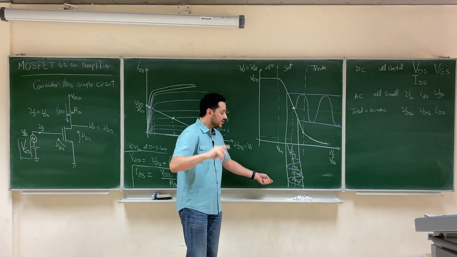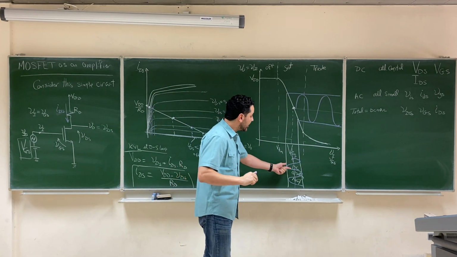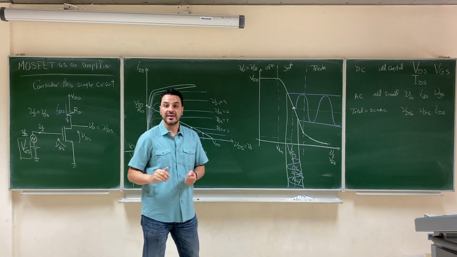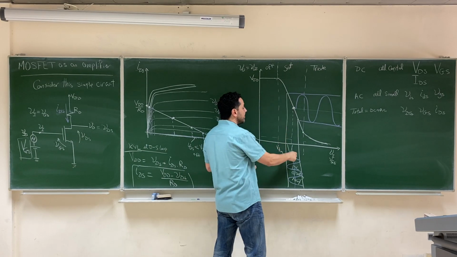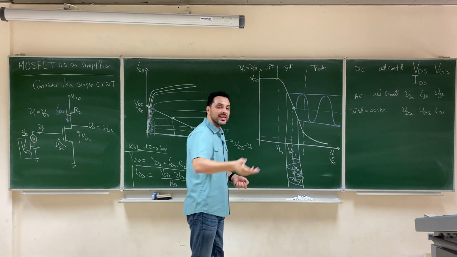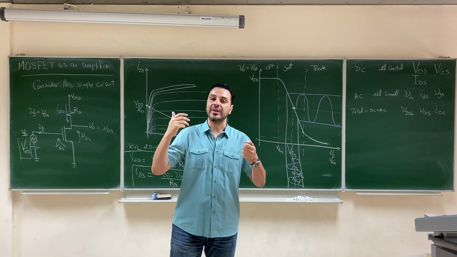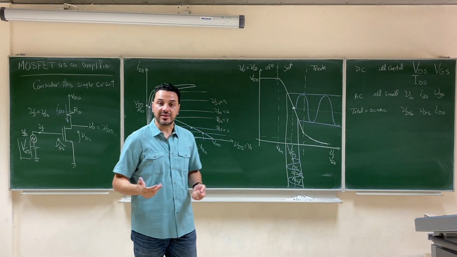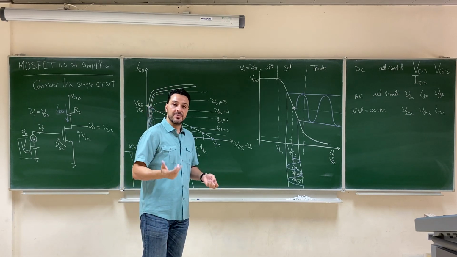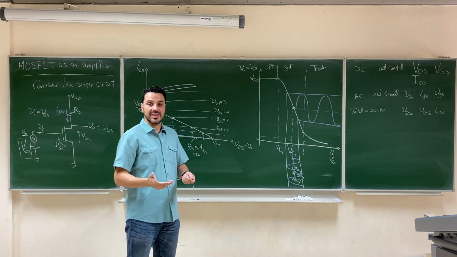The second point is you need the input to be small. Why? Because you need the input to see a linear part of the curve. Why? Because we need to design a linear amplifier. We always need the amplifier to be linear so that it doesn't distort your input signal. The output signal will be the same as the input signal.